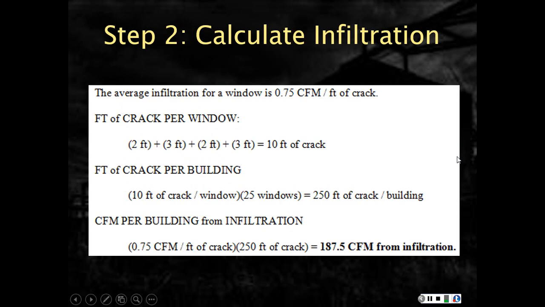Step 2, calculate infiltration. In this case, we're doing a CFM per foot of crack. We're going to determine the length of crack needed to be looked at. The foot of crack per window times how many windows will be considered. So now we have total linear foot of crack being considered times the CFM per foot of crack gives us CFM. I now have the CFM of infiltration.